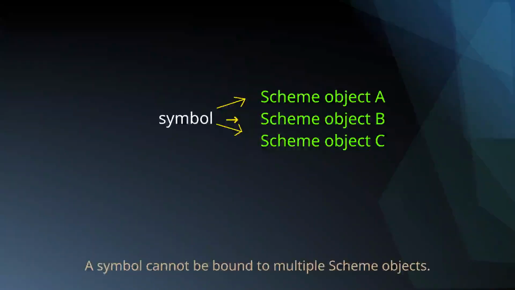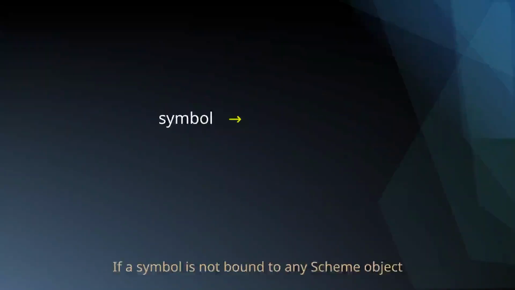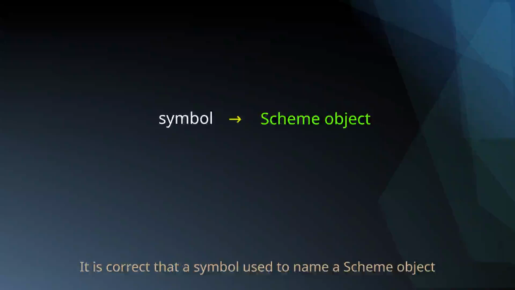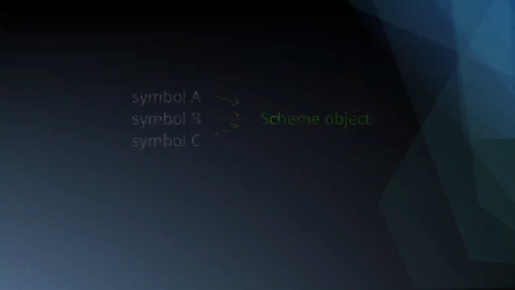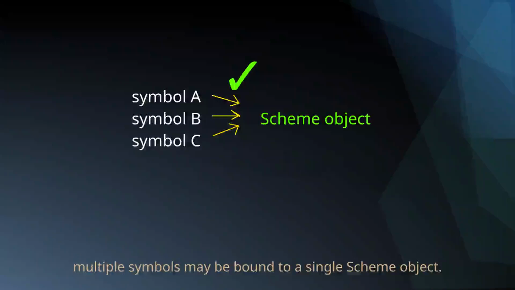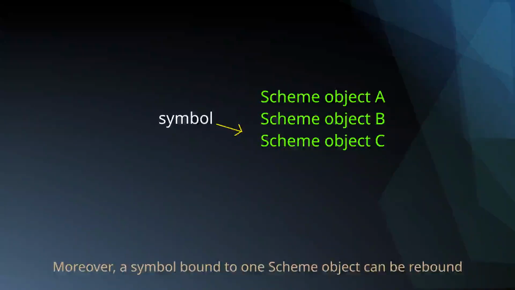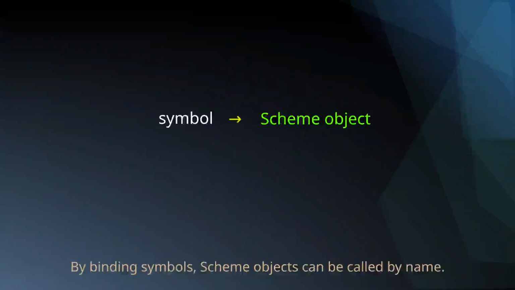A symbol cannot be bound to multiple Scheme objects. If a symbol is not bound to any Scheme object, it is meaningless as a symbol for naming a Scheme object. It is correct that a symbol used to name a Scheme object is always bound to only one Scheme object. Since it is sufficient to identify a Scheme object from a symbol, multiple symbols may be bound to a single Scheme object. Moreover, a symbol bound to one Scheme object can be rebound to another Scheme object at any time, if necessary. By binding symbols, Scheme objects can be called by name.